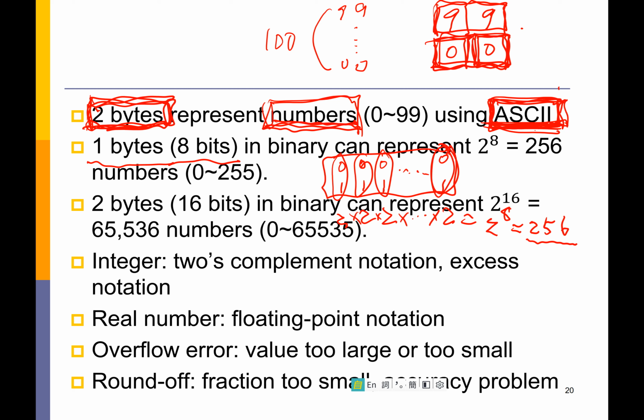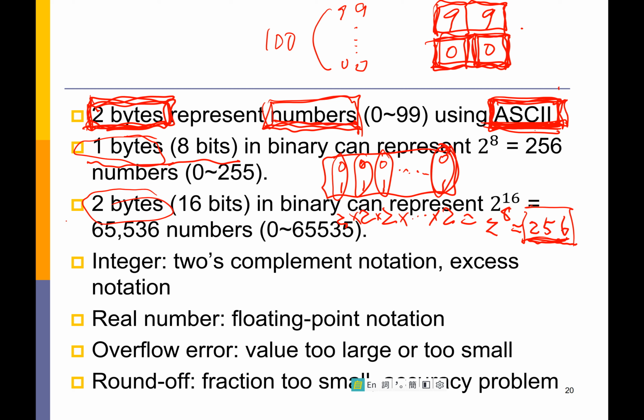256 combinations. Okay? Not permutation. Maybe we should call it combination. We have 256 combinations. Therefore, 256 numbers can be represented by only 1 byte.